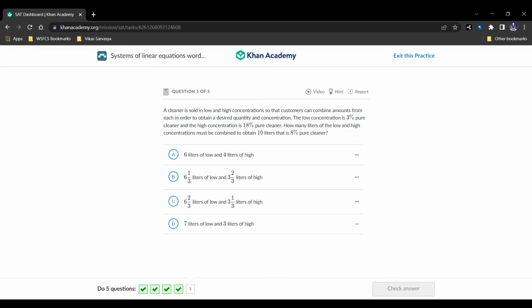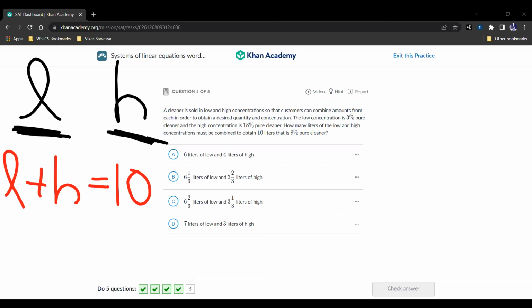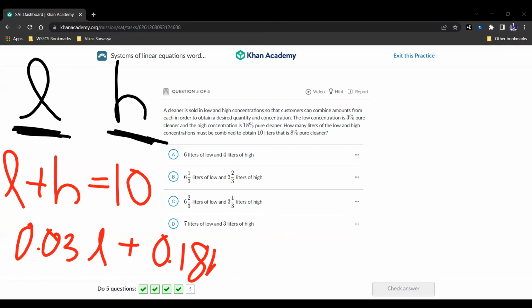Okay, so essentially what we're going to do, we're going to assign the low and the high. This is the amount of liters of this and the amount of liters of that one. And we're going to start writing down some equations. So the total is going to be 10 liters. So L plus H has to be 10. Right? Now, how much is there of each? There is 0.03 L, that much is pure cleaner, and 0.18 H is pure cleaner. And out of the 10 liters, 8% is pure cleaner, which is going to be 0.8.